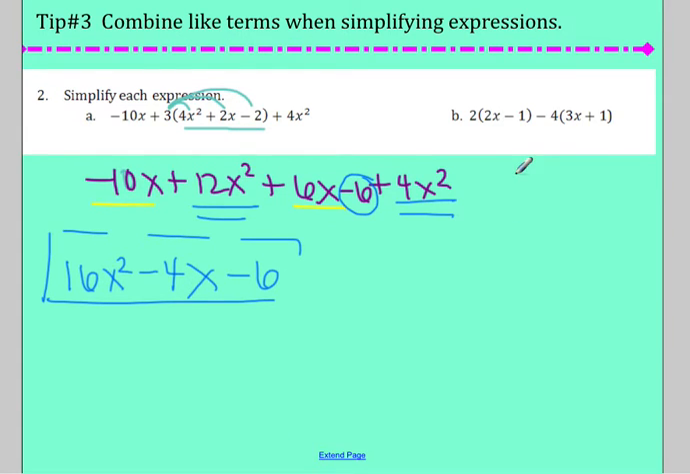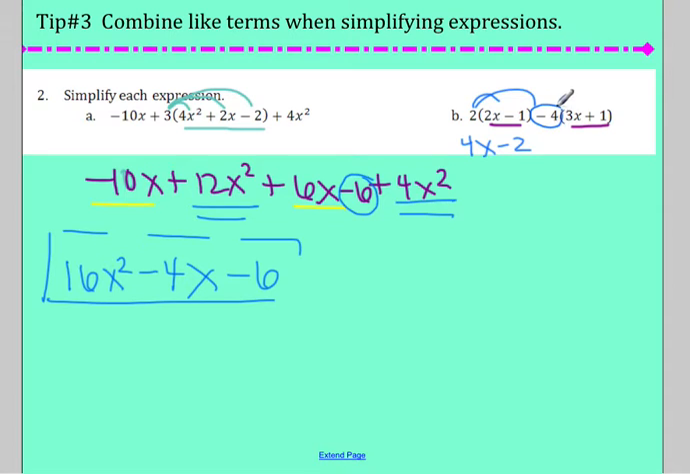Let's go ahead and look at B. Okay, look inside my parentheses. They are not like terms, so I cannot combine them. So they're going to stay. So same thing as before, I distribute. So I would have 4x minus 2.